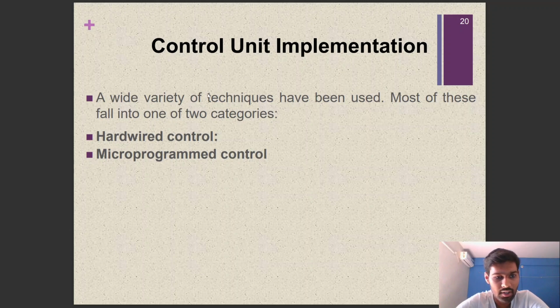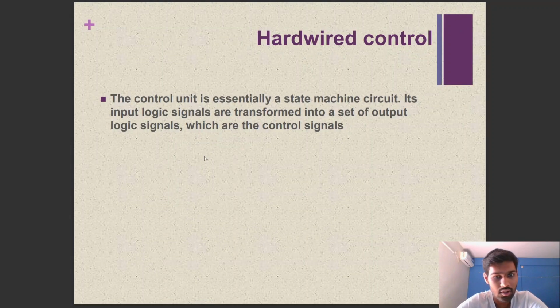Control unit implementation. A wide variety of techniques have been used. Most of these fall in two categories: hardware control unit and microprogram control unit. Hardware control unit is essentially a state machine circuit. Its input logic signals are transformed into a set of output logic signals, which are the control signals.